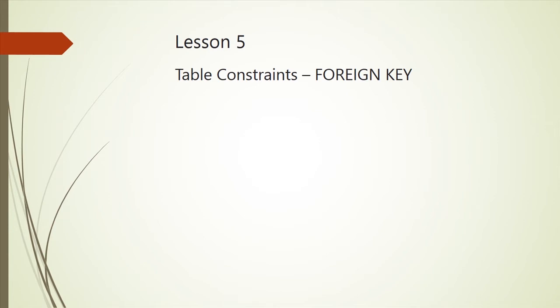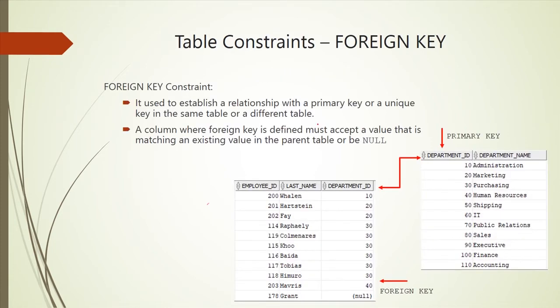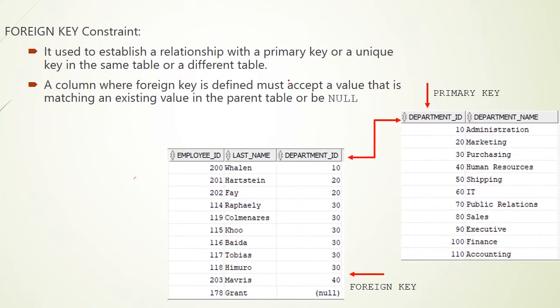Here we are going to learn about the last type of table constraints, which is the foreign key constraint. A foreign key constraint is used to establish a relationship with a primary key or unique key in the same table or in a different table. A column where a foreign key is defined must accept a value that matches an existing value in the parent table, or be null. Here we have two tables.